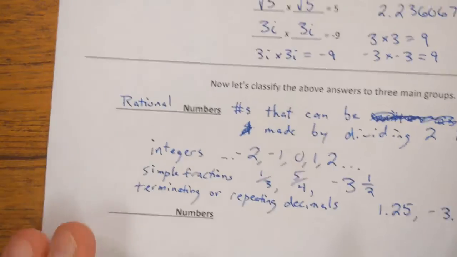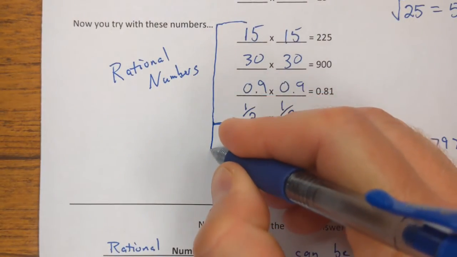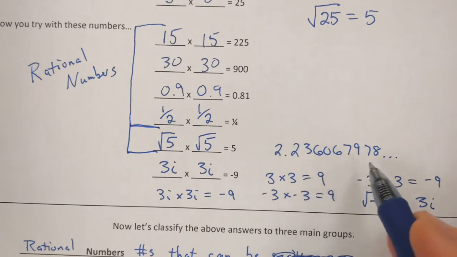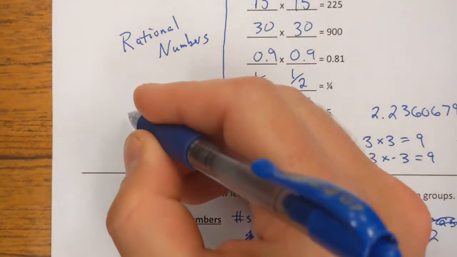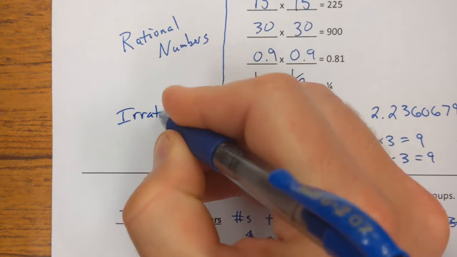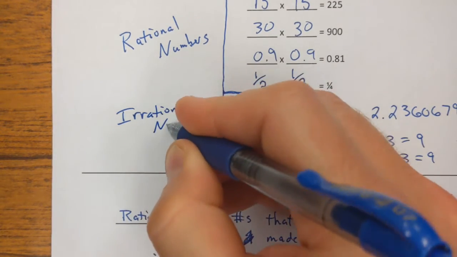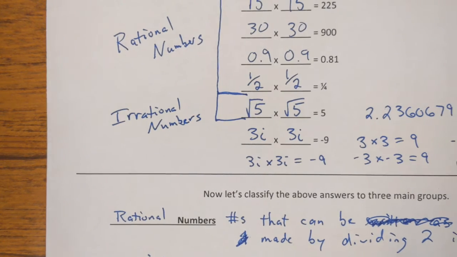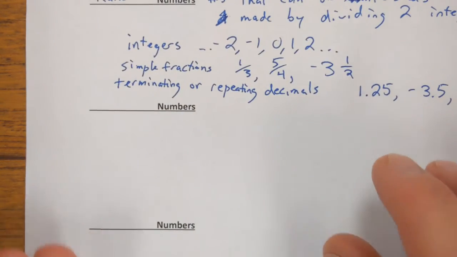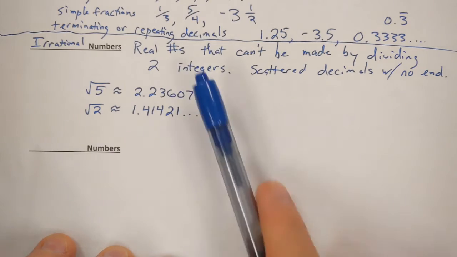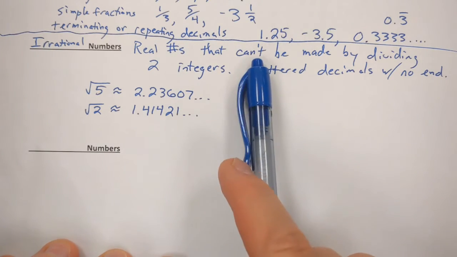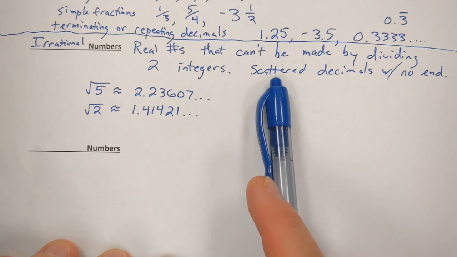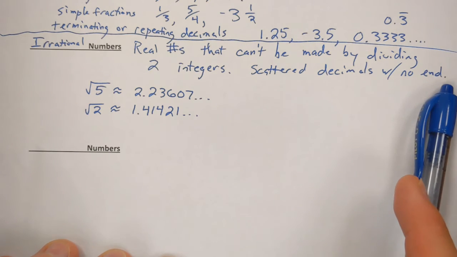Okay. Now the next category, this category right here of a decimal that has no pattern and it never ends, these are called the irrational numbers. Okay, and let's scroll down here and give you a definition for irrational numbers. So irrational numbers are real numbers that cannot be made by dividing two integers. And we know them as kind of scattered decimals with no end.